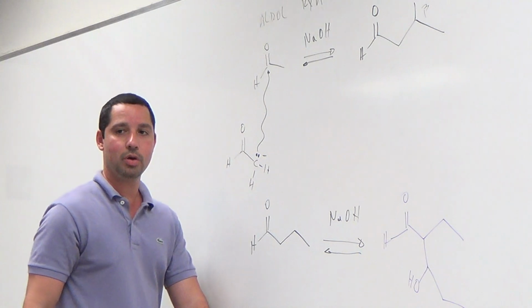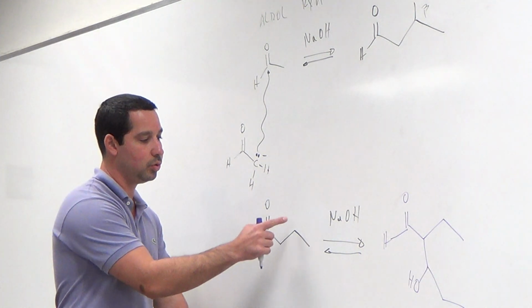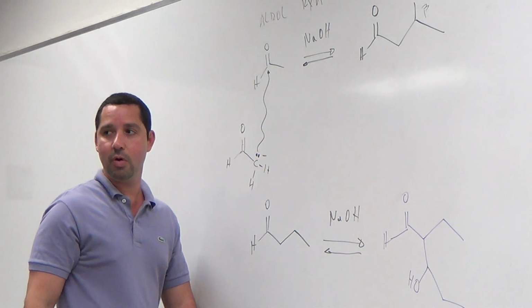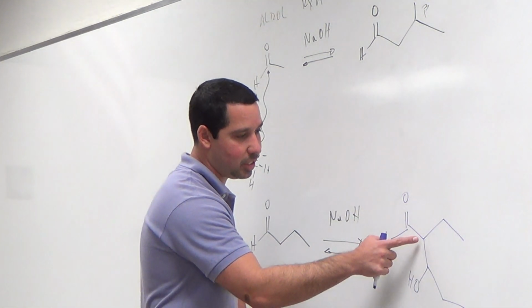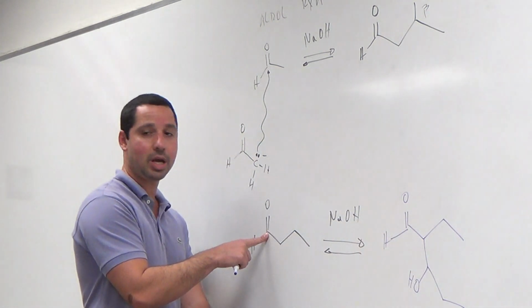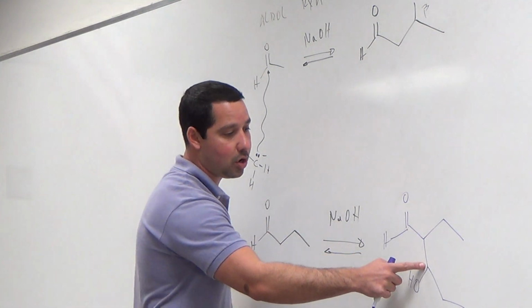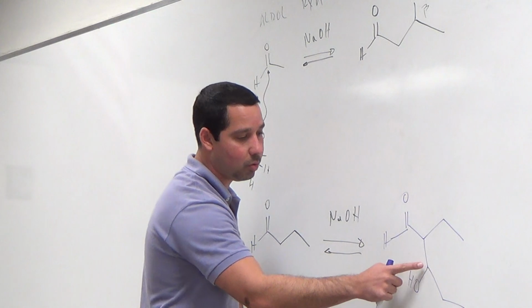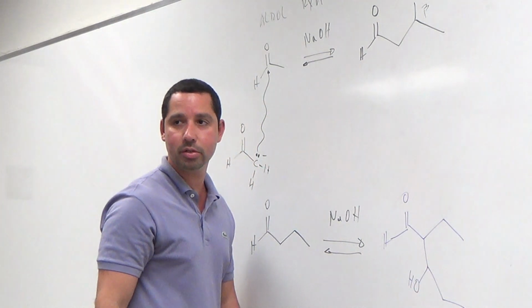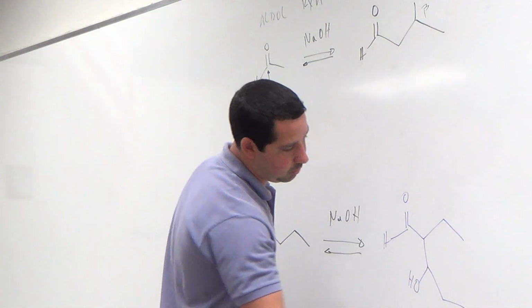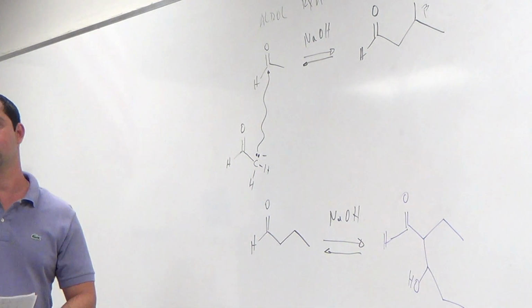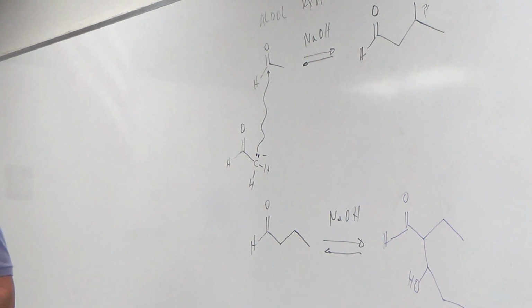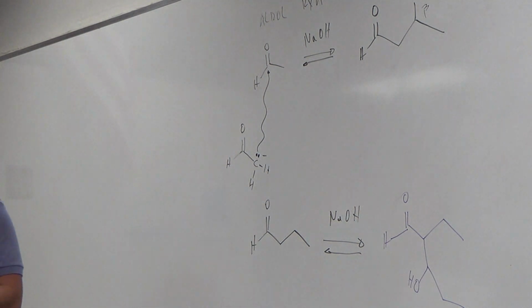Is that 1, 2, 3 or no? 1, 2, 3, 4. That's a total of 4, yes? Is this one part of the one that got attacked or no? This is the carbonyl. 1, 2, 3, 4. This is the carbonyl. 1, 2, 3. I'm missing one. Yes. What? That's not what you did? Let me see what you did. Maybe you did it right.